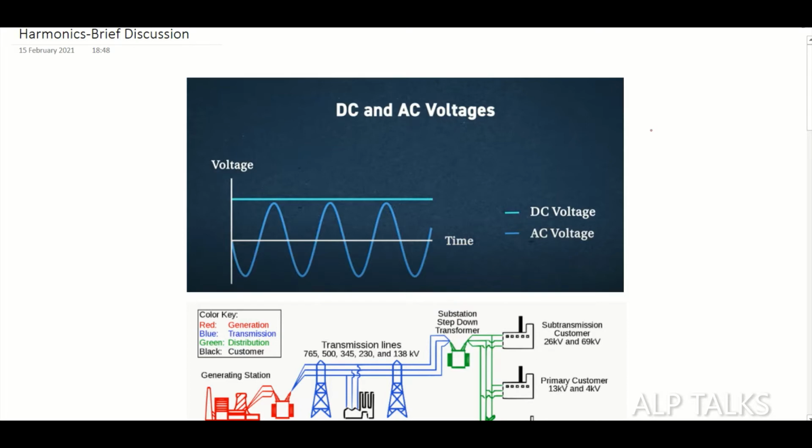Before going to the complete harmonics topic, let's brush up on a few topics: voltage, current, waveforms, and some generation. Everyone is familiar that DC voltage is constant irrespective of time. The magnitude is fixed. Say you have a source here and a load here. Whatever the source is generating, the load is consuming. The voltage is a fixed value. In AC it is not like that. It changes magnitude at every instant.